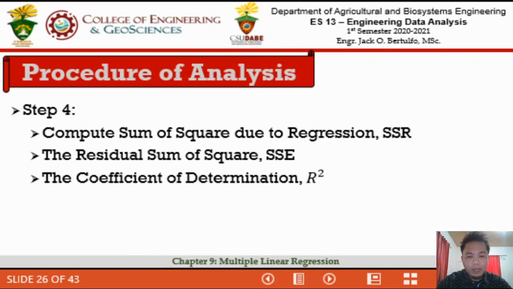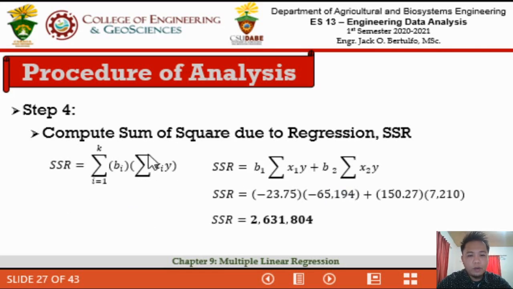So, before we calculate the R squared, we need to first compute the sum of squares due to regression, or the SSR, and the residual sum of squares, the SSE, before we calculate the coefficient of determination, or the R squared. Okay, so we already have the formula for this. We're using two independent variables. For this general formula, p represents the number of independent variables, X i the independent variable.